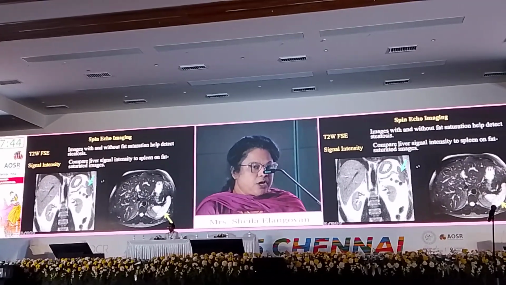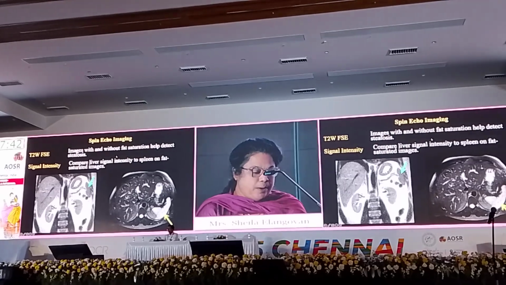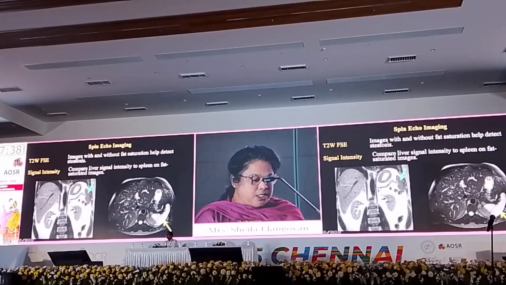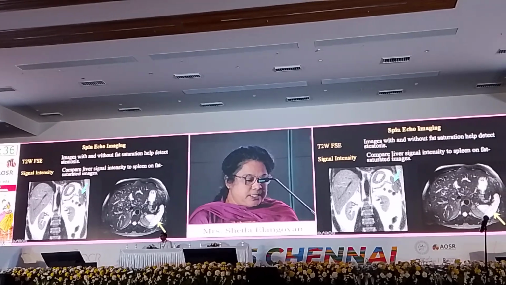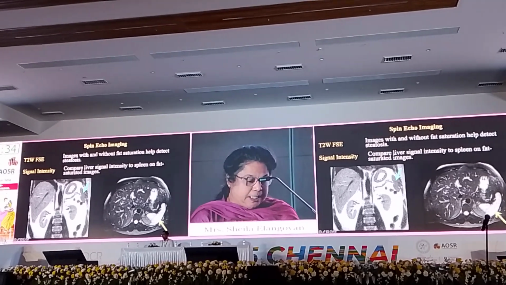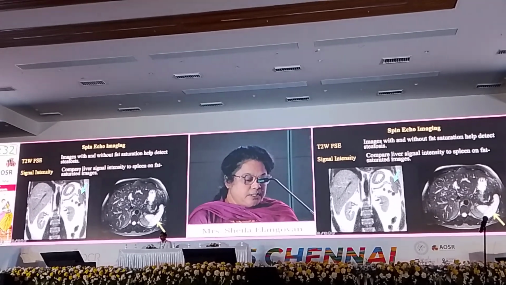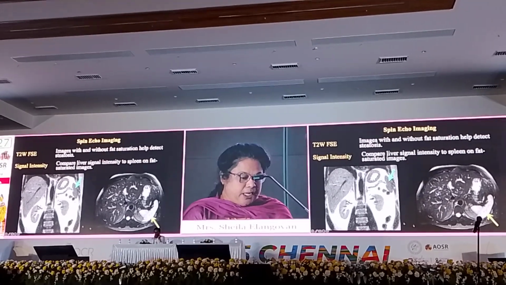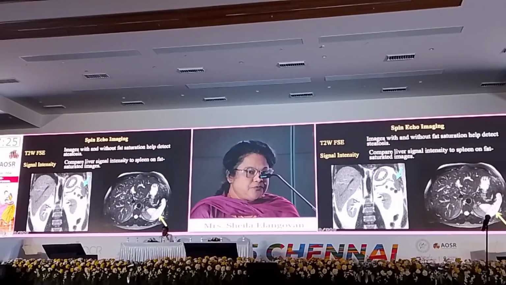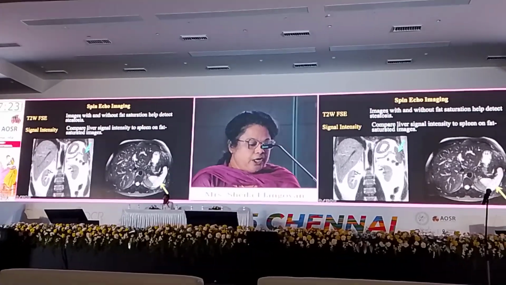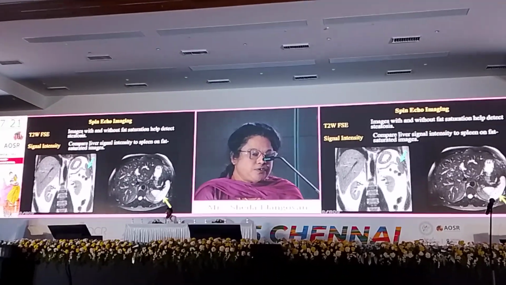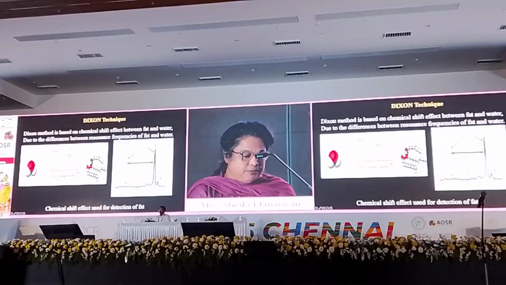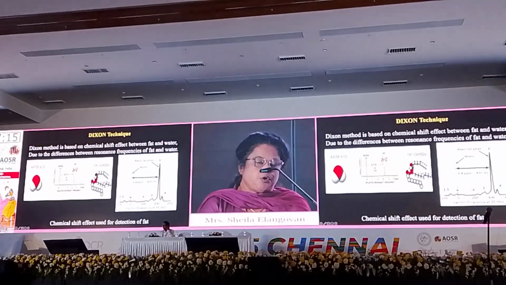And when you come to T1, the spin echo images, this is a T2 weighted fast spin echo image where you can see the signal intensity of the spleen is more than the signal intensity of the liver in a normal liver parenchyma. Whereas here, this is a fat saturated image where you're seeing the signal intensity of the spleen is hyperintense compared to that of fatty liver. So we need a much more precise method.